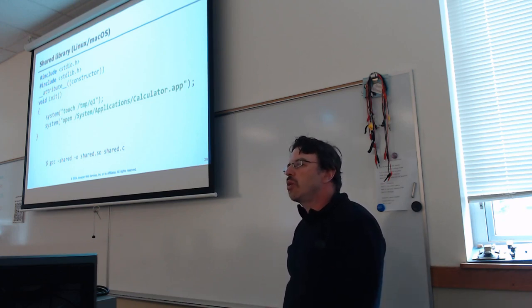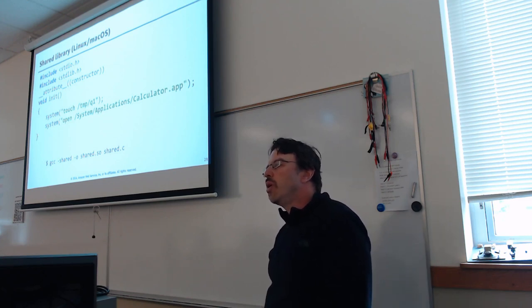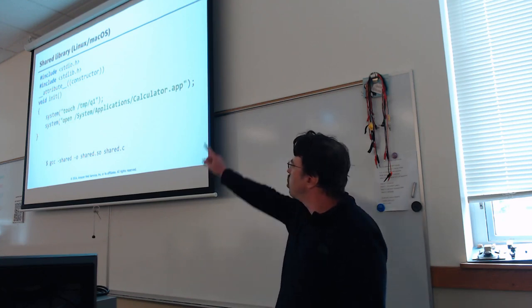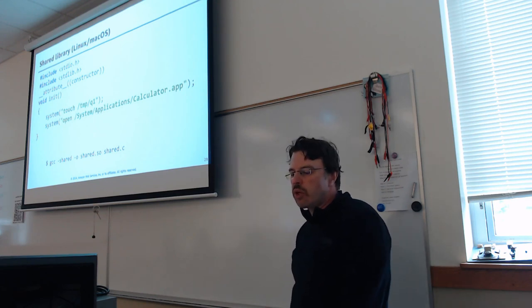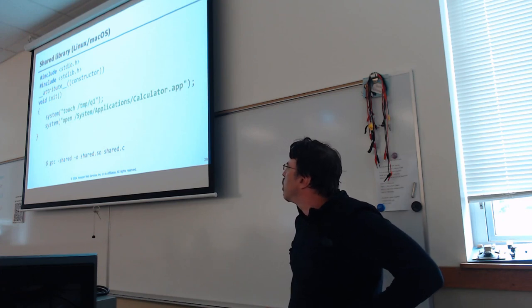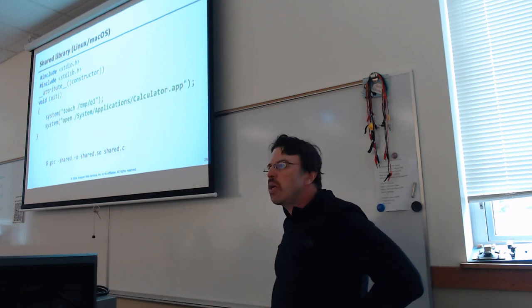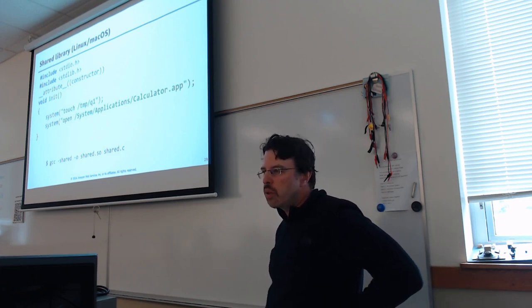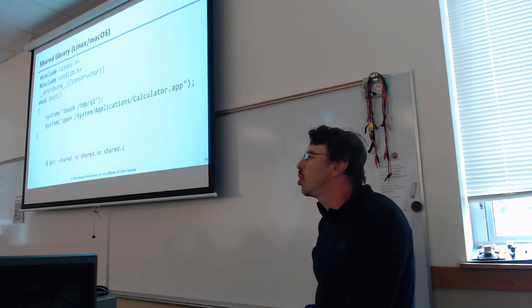We don't care at this point whether the authentication will be successful or not. We just need to trigger the code. So here, I'm doing two things. The first thing is I'm creating a file. And the second thing, on my Mac, I'm trying to open a calculator, to demonstrate that this code will be run.